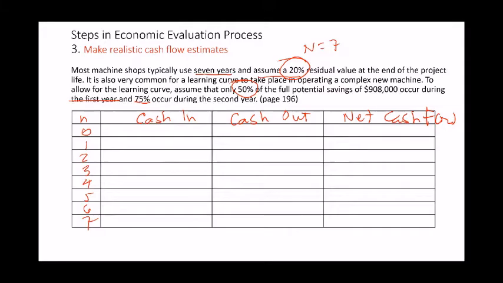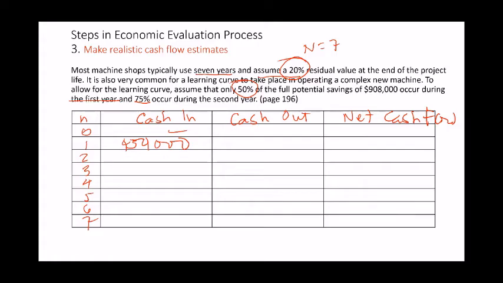Okay, now, since the residual value is computed at the end of the life of the machine, it is always at the end of the life of the machine. So let's compute. 50% of 908,000 is 454,000. We do not have year 0, so we start with year 1. Okay, we have 454,000.